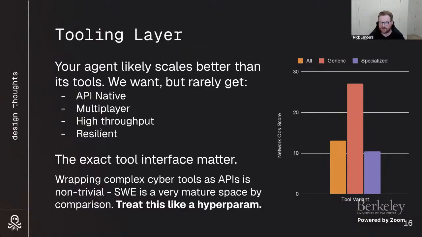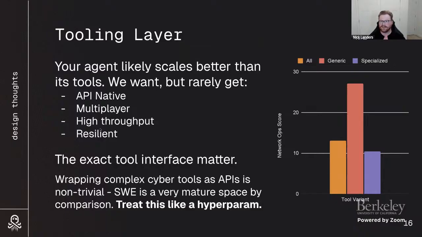So this is a chart on the right of a network operations agent that we're having run against the game of Active Directory Go environment. And you can see here, I'm looking at the score deltas when I pass different types of tooling interfaces for the same set of underlying tools to the model.